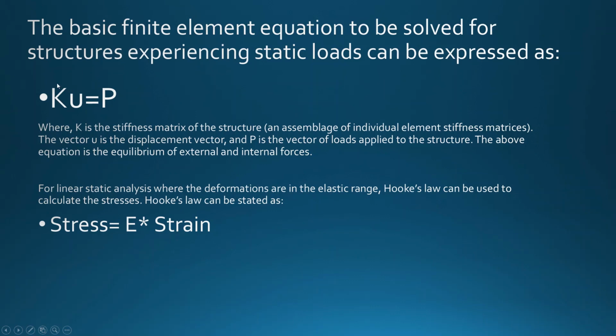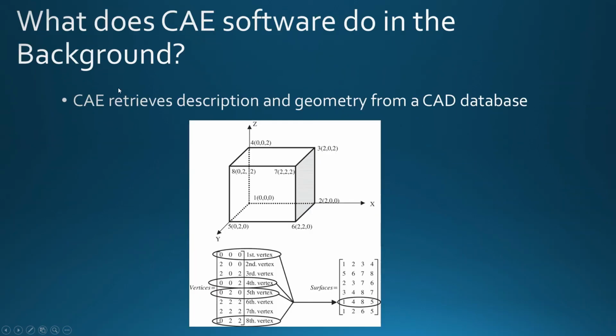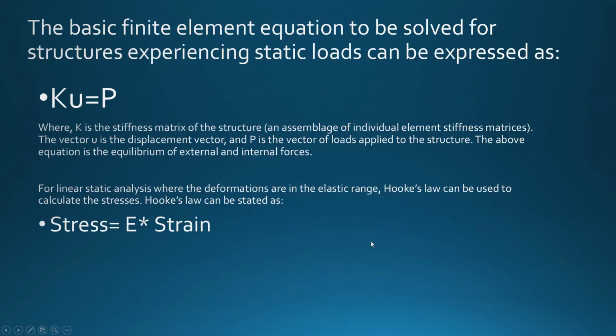And now that we have U, that is displacement, we can calculate the strain. How? Because strain is nothing but the ratio of change in length to the original length. We know the change in length, that is displacement, and we know the initial length from the geometry itself. So the strain is calculated. Now that we have strain, we need to calculate the stress. Again, the value of E, that is Young's modulus, or Hooke's constant, is known. This is nothing but Hooke's law. We multiply the strain by the value of Young's modulus, and we get the value of stress.